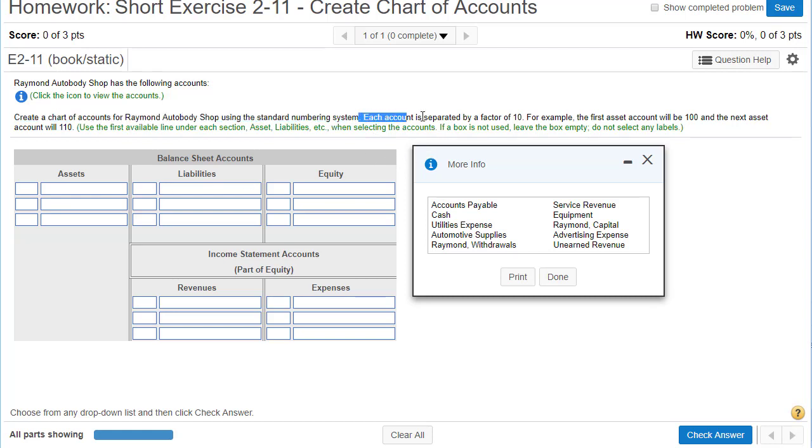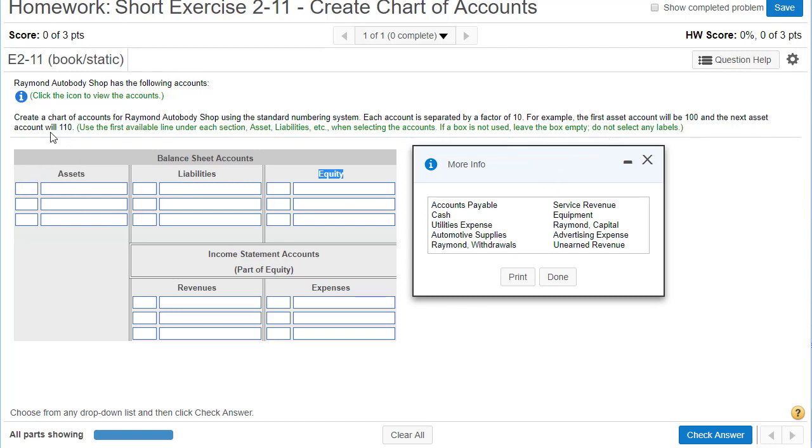All right. Each account is separated by a factor of 10. So what that means is the first one is going to be called account number 100. The next one is 110. There is no 101. All right, use the first available line under each section, which means assets is a section, liabilities is a section, equity. In other words, don't put the first one here, put the first account right here. And if a box is not used, leave the box empty. Do not select any labels.